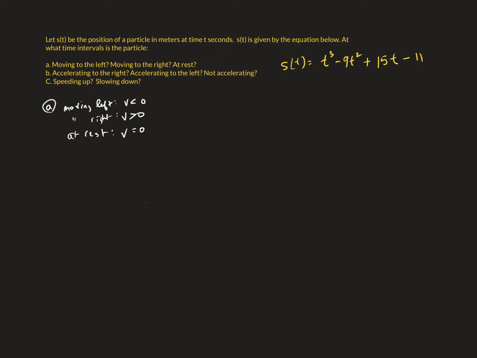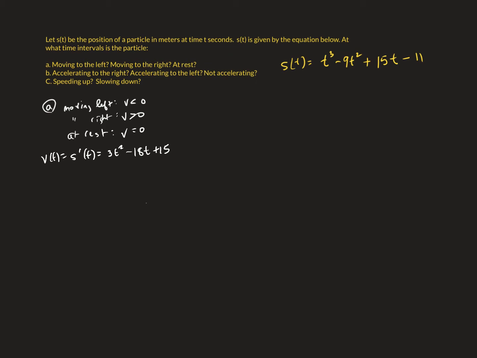So, first thing I would need to do to answer this question is find the velocity. And of course, velocity is the derivative of position. And the derivative of that equation would be this: 3t squared minus 18t plus 15 plus 0. Now, I want to know where this thing is positive, negative, and equal to 0.